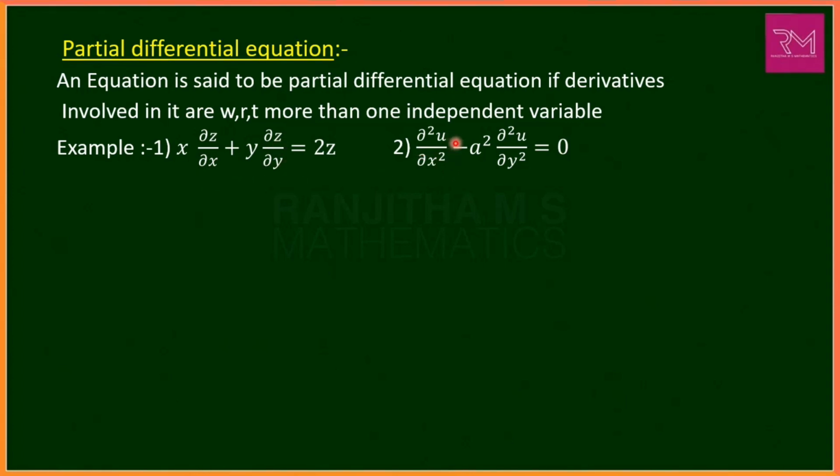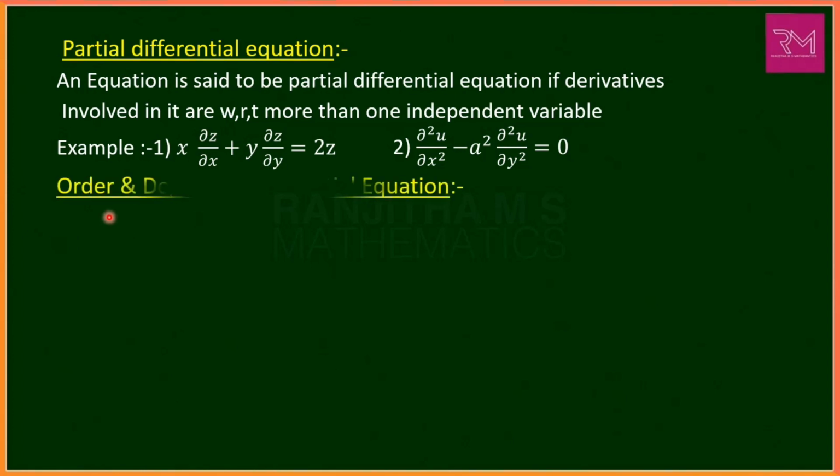Similarly, we have del square u by del x square minus a square into del square u by del y square is equal to 0. This is also an example of a partial differential equation because the dependent variable u depends on two independent variables, that is x and y.